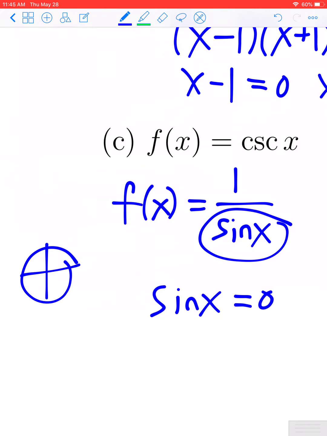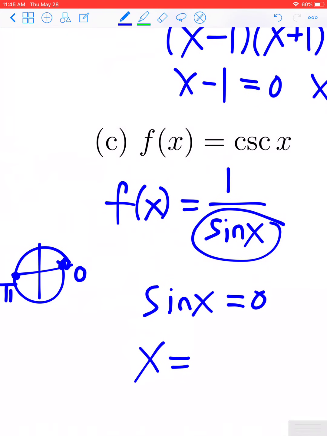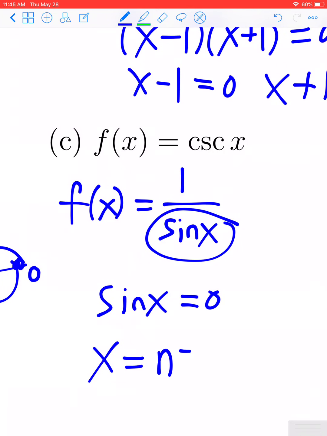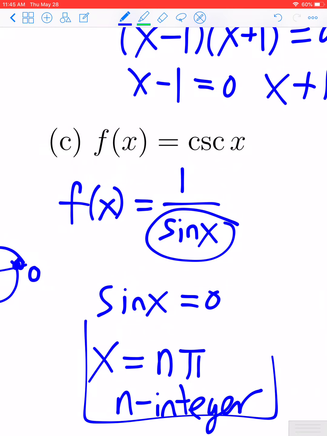If you think about your unit circle, the sine is 0 here and here. It's at any integer multiple of pi. So like 0 pi, 1 pi, 2 pi, 3 pi, negative pi, etc. So when x is equal to n times pi for n an integer, those would be the vertical asymptotes for the function cosecant of x.